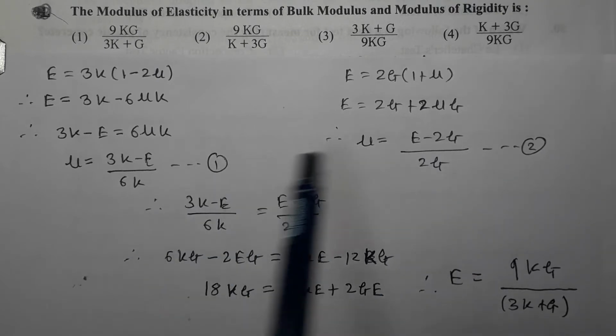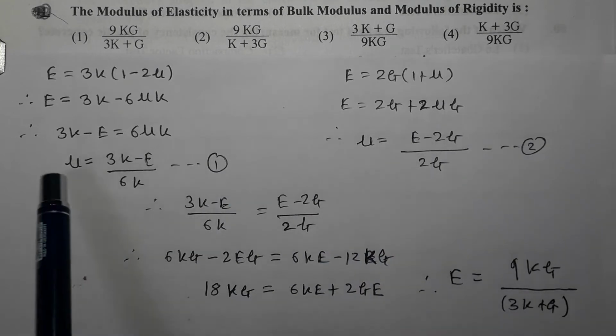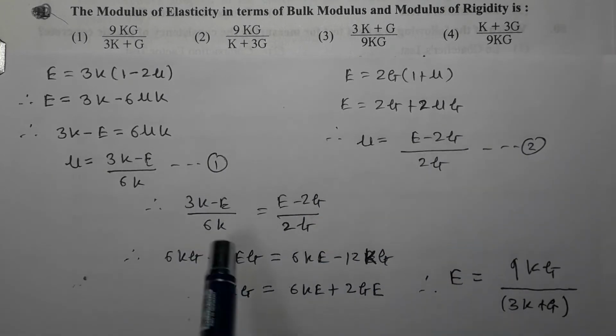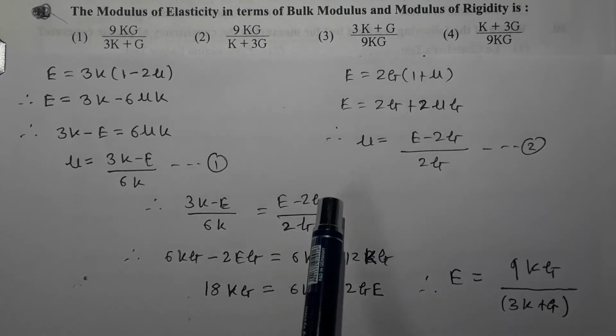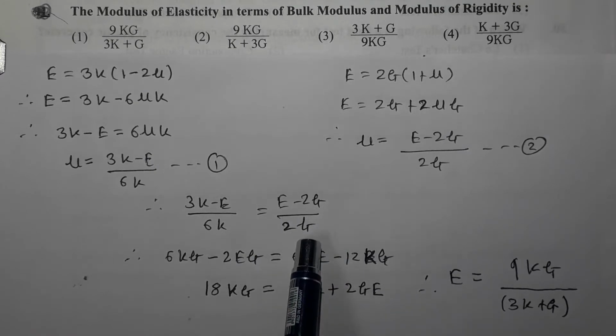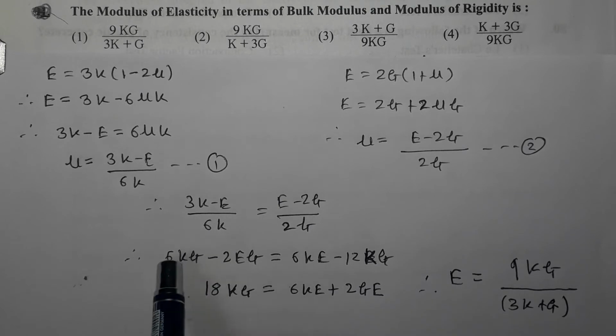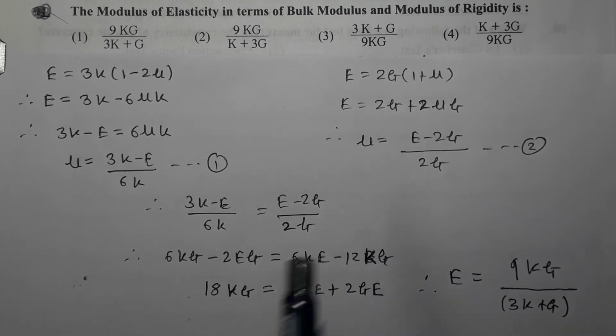Now equation 1 and equation 2. Left hand sides are equal. I am equating the right hand sides. So (3k minus E) divided by 6k is equal to (E minus 2g) divided by 2g. Cross multiplication will give us this equation. Now thereafter I am collecting the terms containing E on one side, and then I can get the final relation for E as 9kg divided by (3k plus g). So option 1 is the correct option.